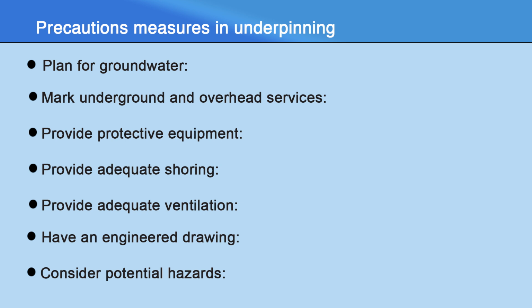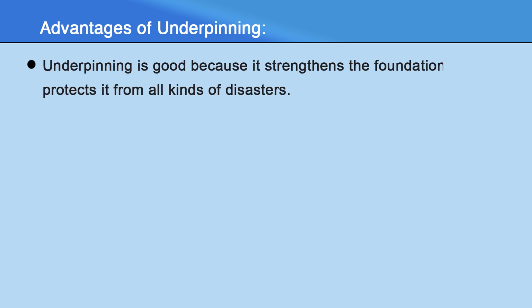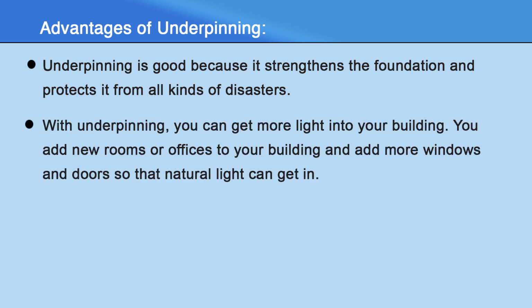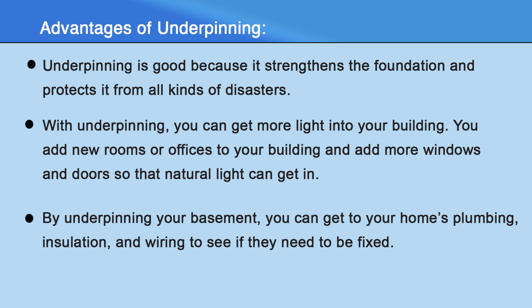Consider the potential hazards such as underpinning collapse, trench collapse, fall into excavation, underground services, contamination and hazardous substances. Advantage of underpinning. The underpinning is good because it strengthens the foundation and protects it from all kinds of disaster. With underpinning, you can get more light into the building, add a new room or office to the building and add more windows and doors so that natural light can get in. By underpinning your basement, you can get to your home plumbing, insulation and wiring to see if they need to be fixed.